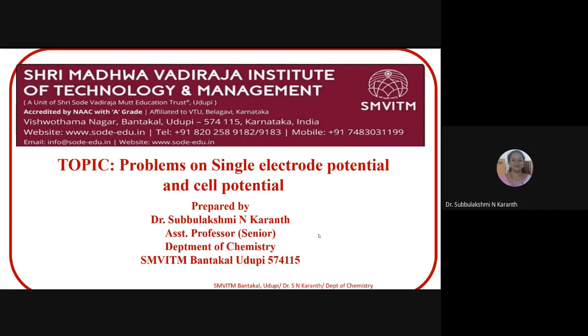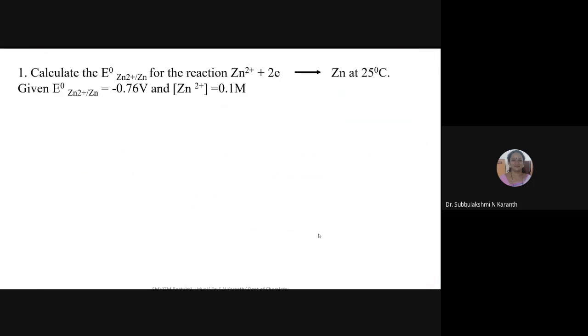Today's topic is problems on single electrode potential and cell potential. First problem, I'll take this one. Calculate the E naught of zinc electrode. It is usually represented this way: E naught Zn2+ | Zn. Calculate E naught Zn2+ | Zn for the reaction.